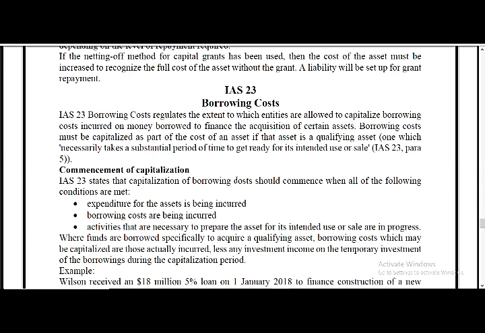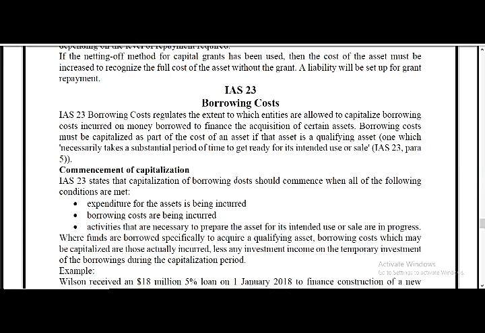Because they are building a building, right? So if they are building a building and for that they borrowed money and they are paying interest on that, then IAS 23 says if that interest is being paid for the purpose of building that asset, then that interest amount should also be capitalized, should also be part of the cost of that non-current asset. Got it?